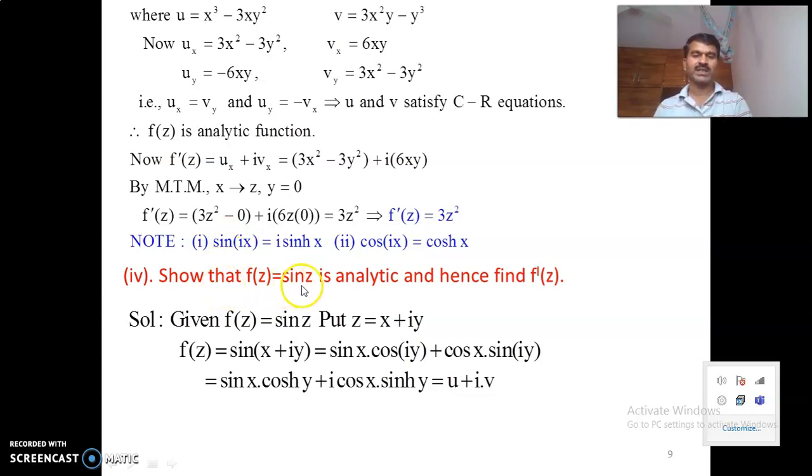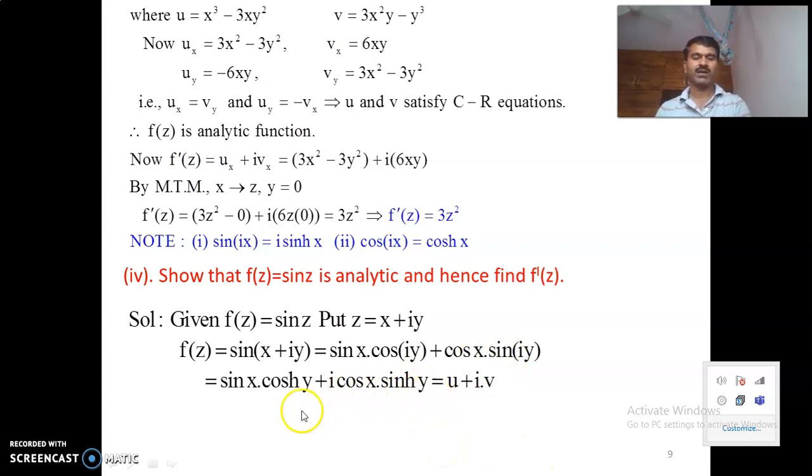Show that the function sine z is analytic, and hence find the derivative of sine z. The given function is sine z. Replace z by x plus iy and make use of the sine of a plus b formula: sine a cos b plus cos a sine b. So take it as sine x cos iy plus cos x sine iy. As we know, cos iy is cos hyperbolic y, and sine iy is i into sine hyperbolic y.